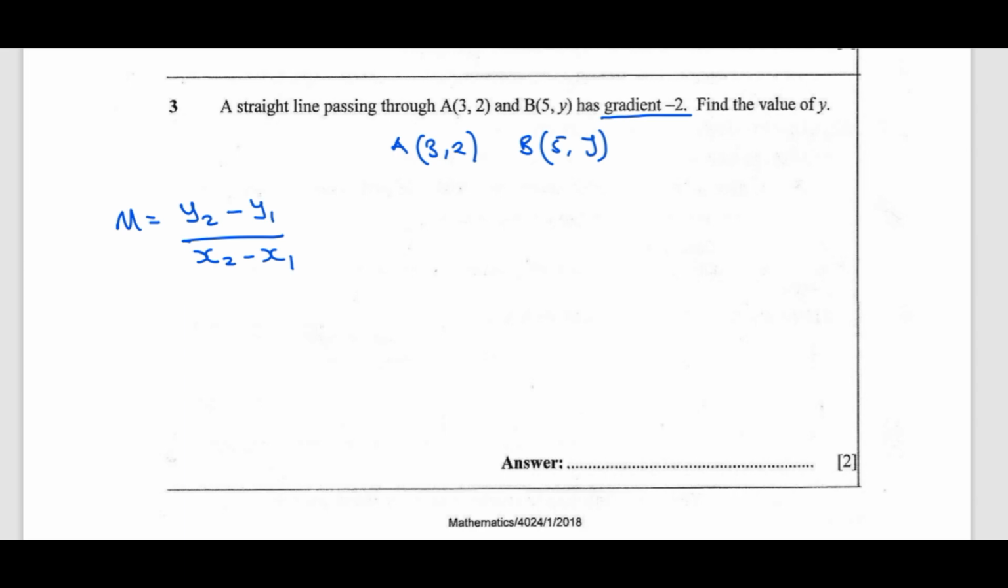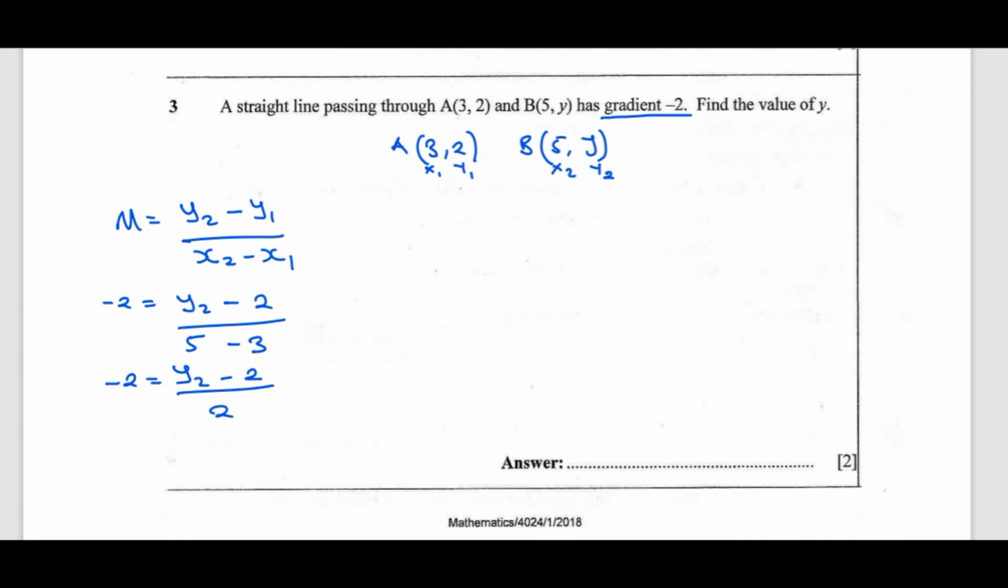So we can substitute. This is x1 and y1, and this is x2 and y2. We'd say negative 2 is equal to y2 minus y1, which is 2, over x2, which is 5, minus x1, which is 3. Here we can solve this. We say negative 2 is equal to y minus 2. Here 5 minus 3, we're going to have 2.